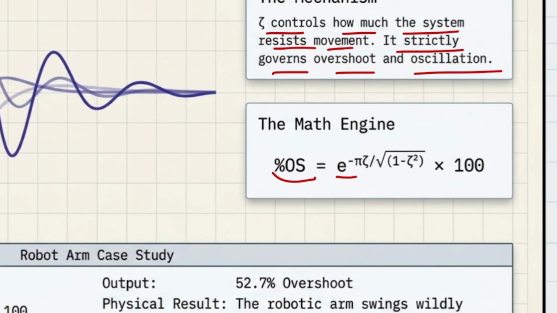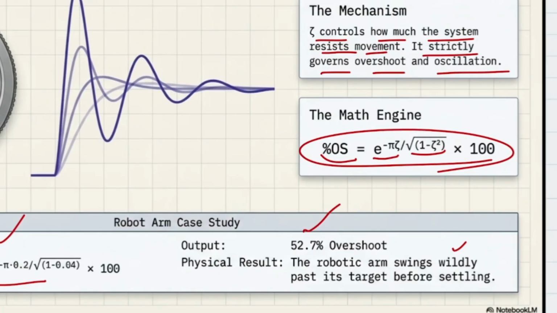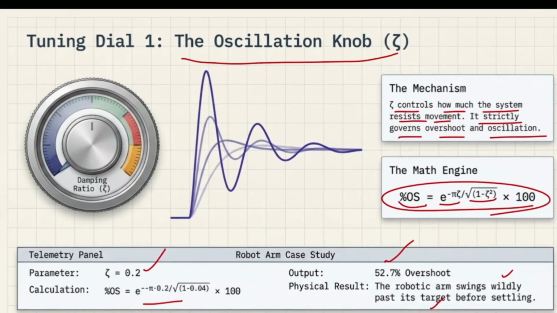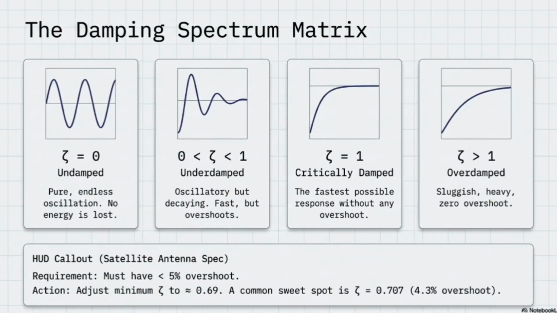For example, if I have a system whose damping ratio zeta is 0.2, its overshoot can be calculated based on that, and we get 2.7% of overshoot. Imagine that you have a robotic arm that swings wildly and passes the targets before settling. By having the damping ratio, we can understand how much my system is going to resist all of those changes. Based on the damping number, there are different conditions. Damping of 0 means the system is undamped, it doesn't have any resistance to changes, which we obviously don't like.